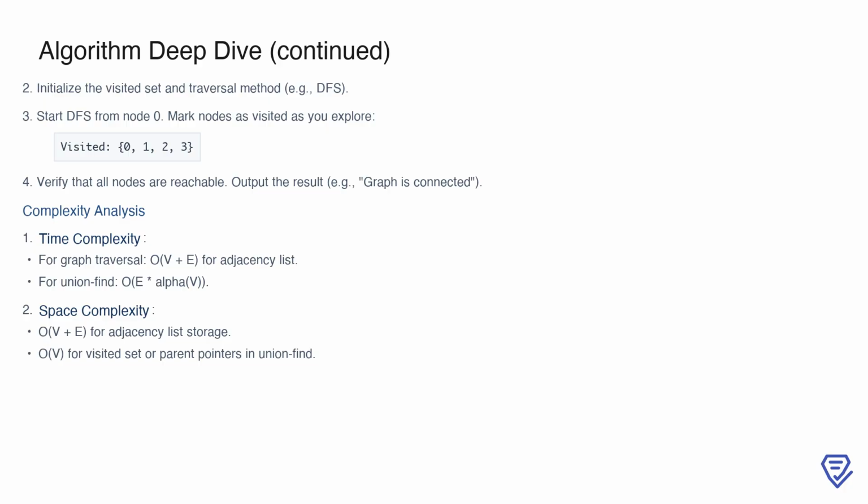Turning to complexity analysis, the time complexity for graph traversal, whether DFS or BFS, is O(V + E) when using an adjacency list. For union find, the complexity is O(E * alpha(V)), where alpha is the inverse Ackermann function, making it extremely efficient. As for space complexity, storing the adjacency list requires O(V + E), and the visited set or union find parent pointers require O(V), making the algorithm scalable for large graphs.